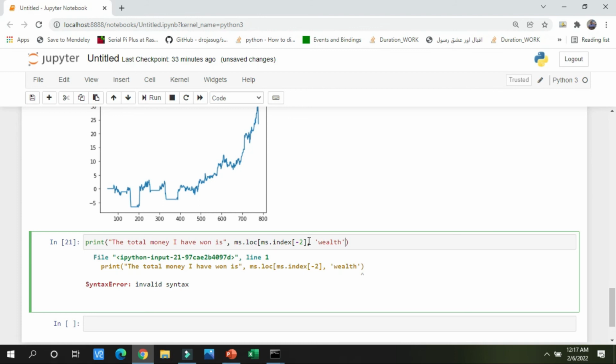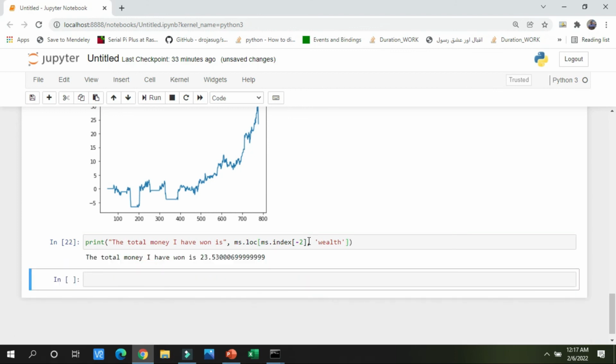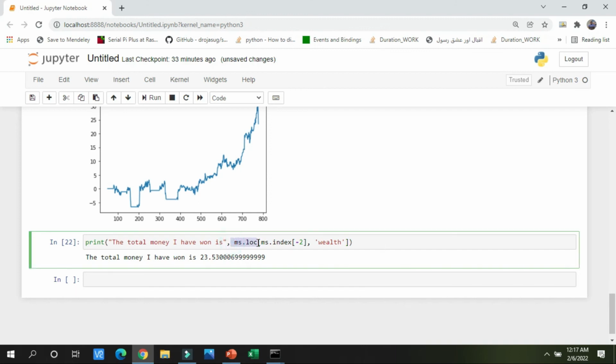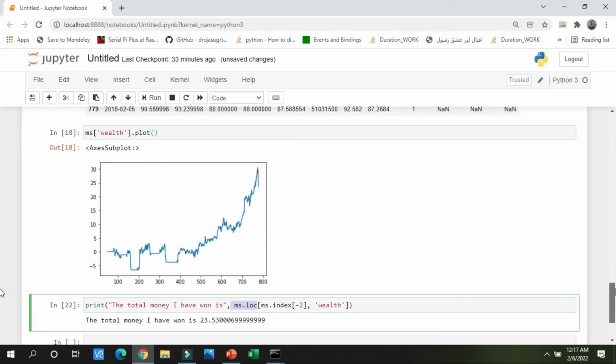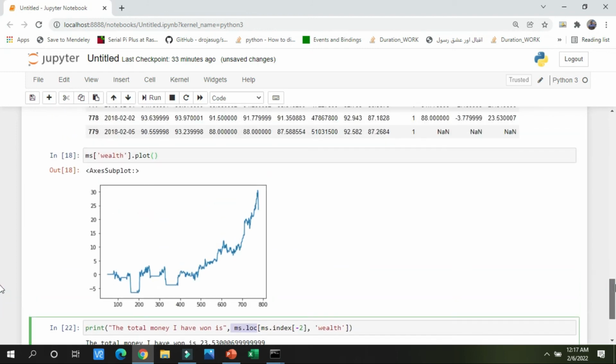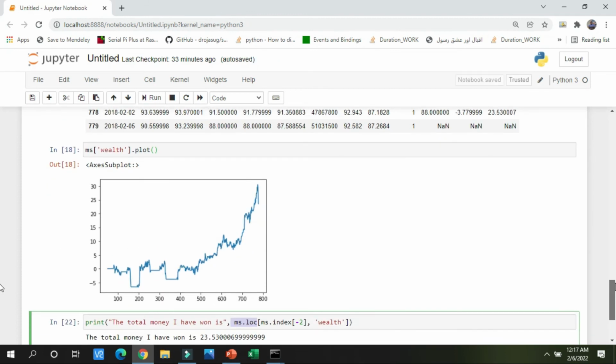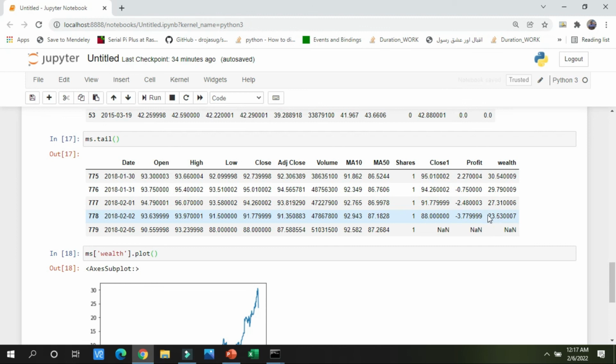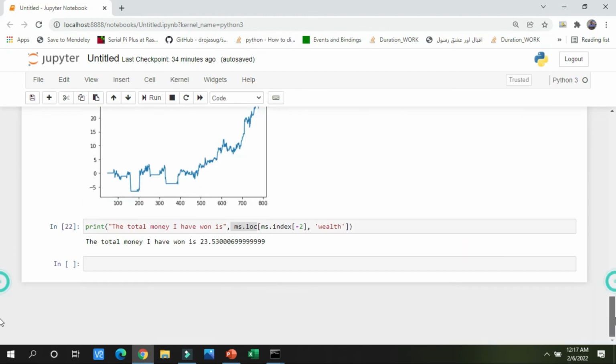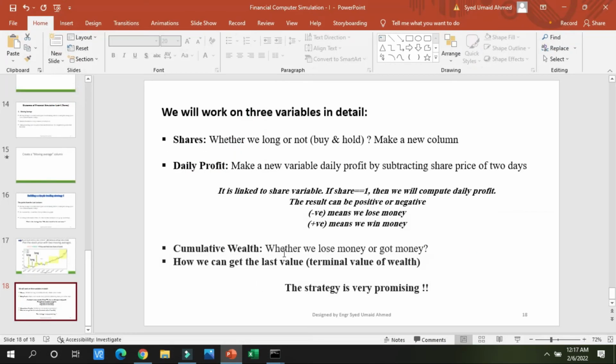So the square bracket should be here. Okay. Yes. The last money I have won is 23.53. Because ms.loc is label based, and iloc is position based, we have already studied the difference between iloc and loc. So I have written this value which is -2. So in this lecture we have calculated the last value, or the terminal value.